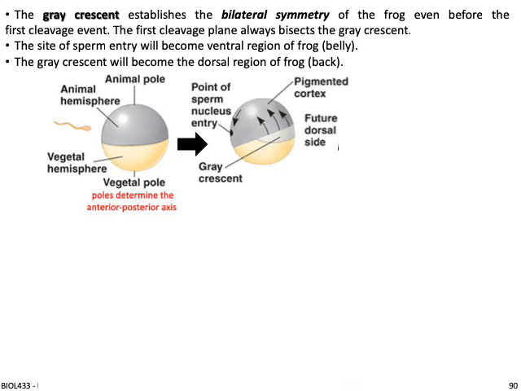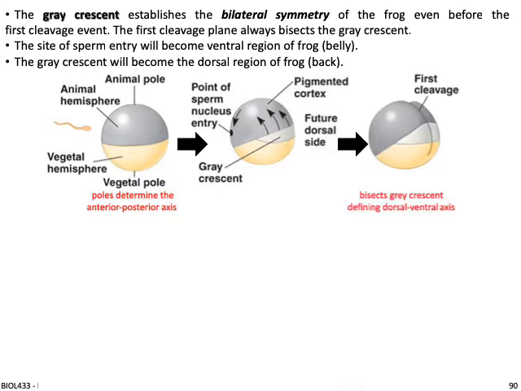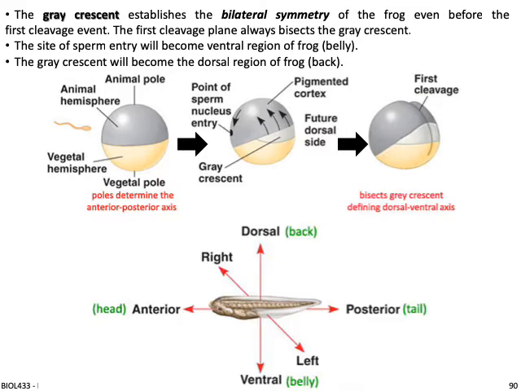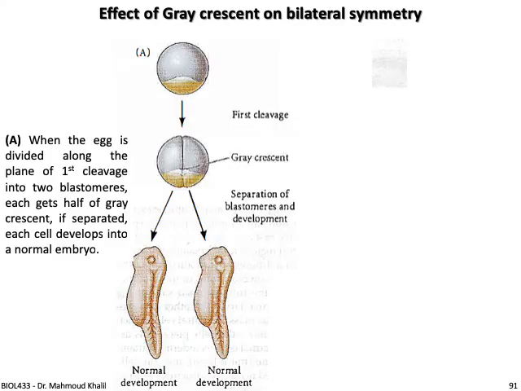So you can see it's another illustration of how, after the entry of the sperm, there is a rotation of the cortical region of the cytoplasm to make the gray crescent appear. Once the gray crescent is formed, the first cleavage starts, and it must bisect the gray crescent, defining the dorsal and ventral axis. That's why the gray crescent establishes the bilateral symmetry of the frog. And hence the larva is defined from the early first cleavage to have the axes that have been described before.